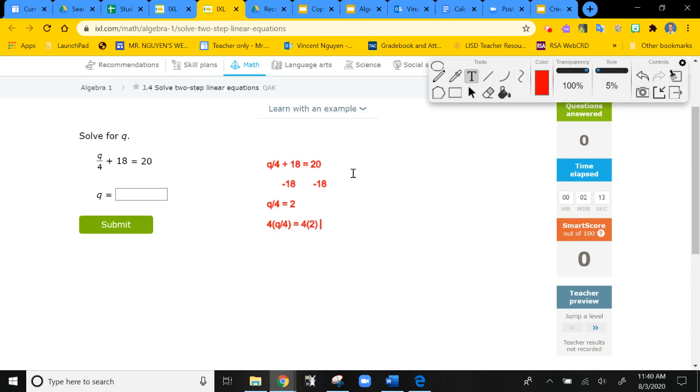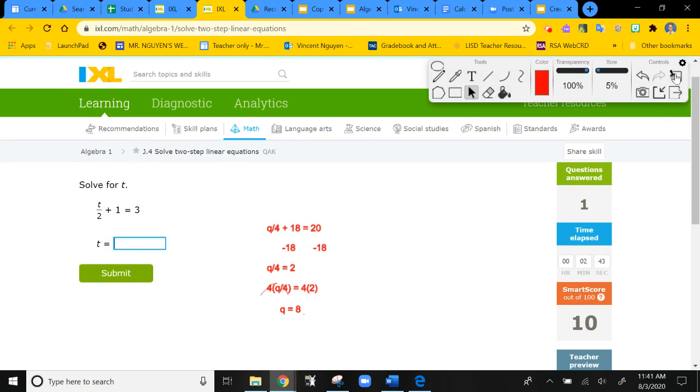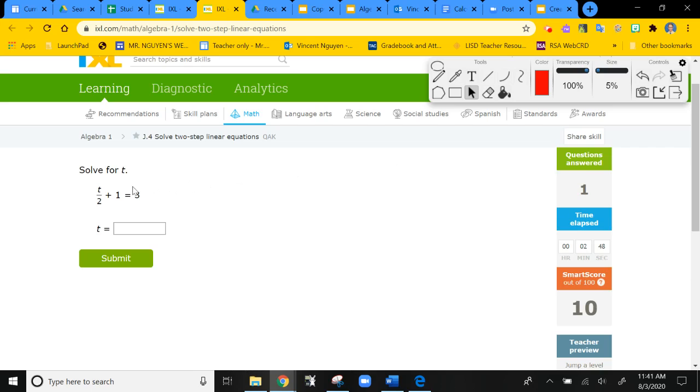Remember, I've got to multiply by 4 on both sides of my equation. So now this 4 and this 4 cancel, or they become 1. This 4 is going to be multiplied by 2. So what is my result here? My result is 1Q equals 8. 4 times 2 is 8. So the solution to this equation is 8. Okay. Submit. Yay. I am going to take away what I did there and start over.